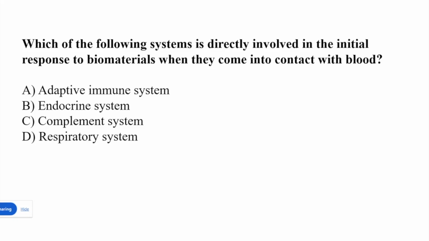Okay, the correct answer here would be complement system. Just now in the previous questions, we discussed how the complement system cascade gets activated. So in terms of biomaterials, this complement system is directly involved for the initial response. Adaptive immune system is also there, but it will come later. First of all, there is innate immune system basically in this complement system.